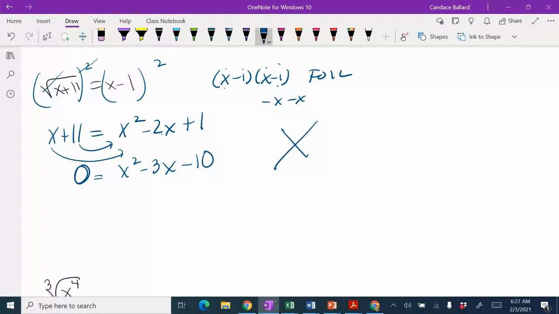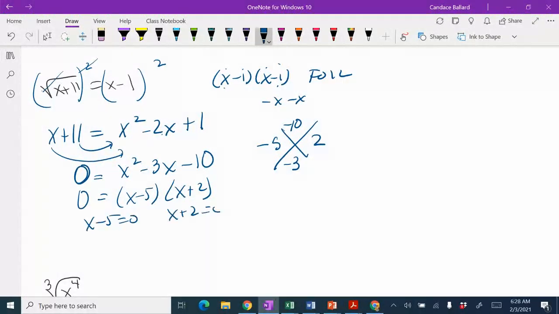And get out my good old magic x. And find two numbers that multiply to negative 10 and add to negative 3, which are going to be 5 and 2 with the 5 negative. So I get 0 equals x minus 5 times x plus 2. I split it up using the zero product property. And then I get x equals 5 and x equals negative 2.